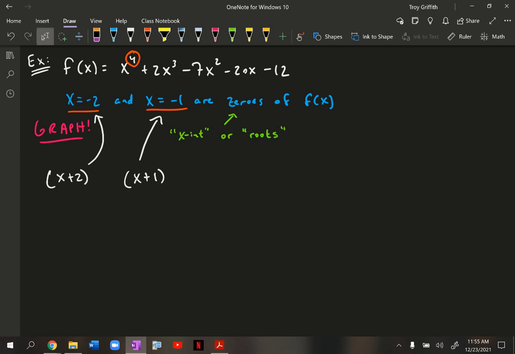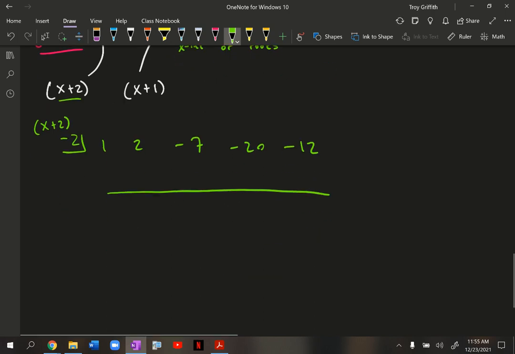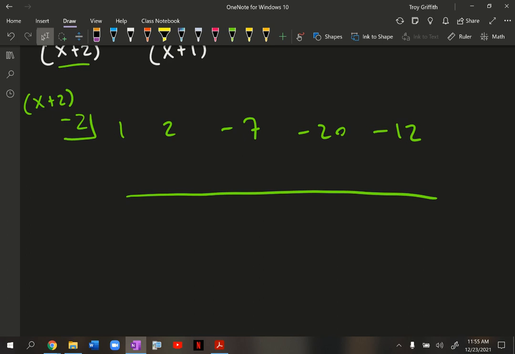I'm going to go ahead and choose to try to divide by x plus 2. So in order to do that, I'm going to put a -2 in the box. And I'm just going to put a little note here. That means I'm dividing by x plus 2. And across the top here, I'll put the coefficients. So 1, 2, -7, -20, and -12. I'm just going to go ahead and do this process of synthetic division without talking too much, because it does get a little bit redundant since it's the same thing every time. So go ahead and watch me here.